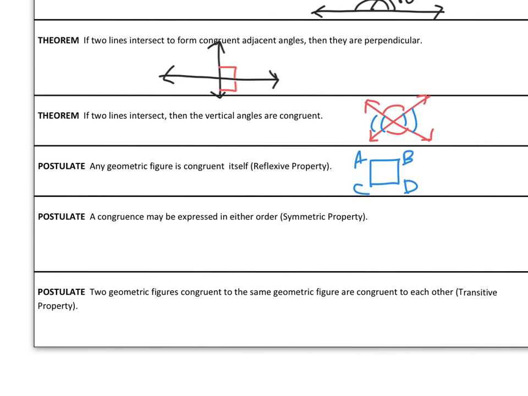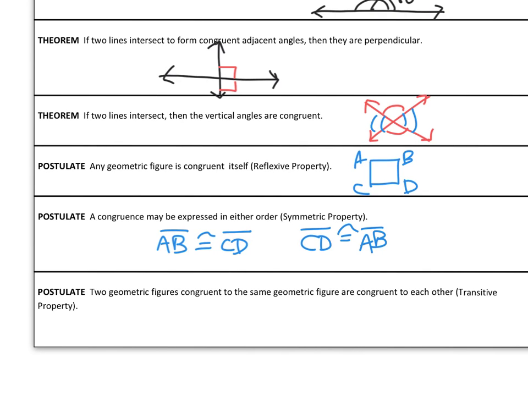A congruence may be expressed in either order. This is the symmetric property. So I could say that AB with the line over it is congruent to CD with the line over it, because congruency, we're always using that. Or I could say that CD is congruent to AB. It means the same thing.